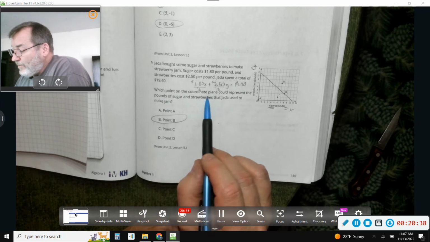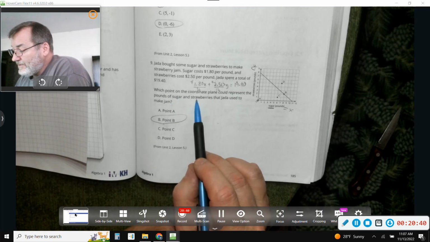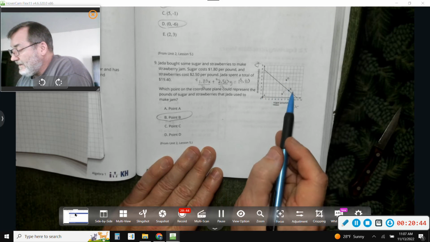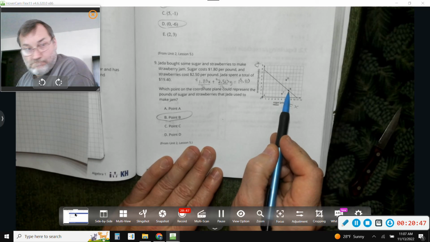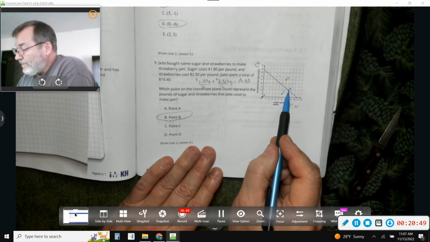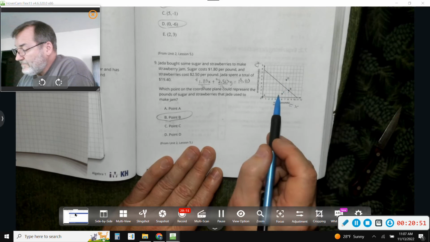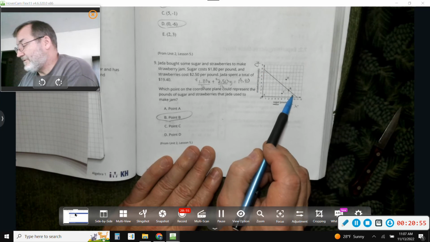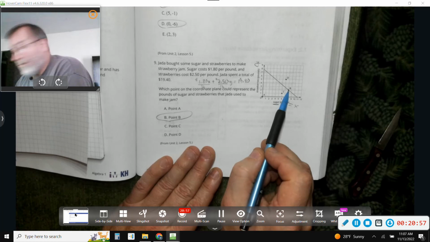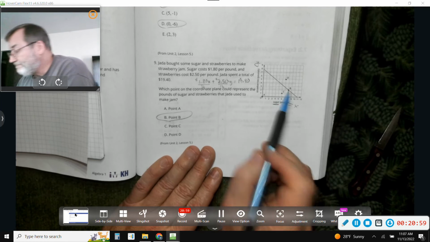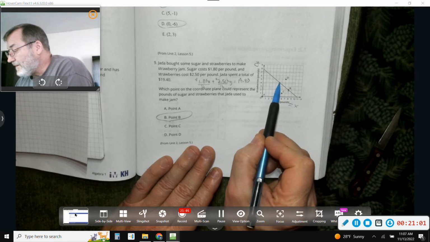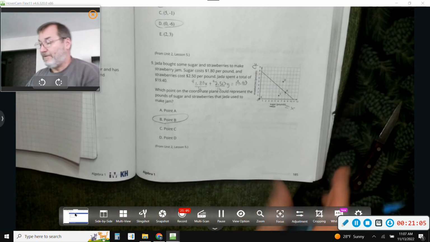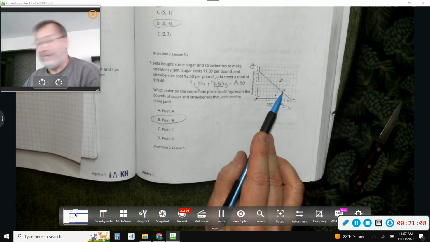Which point in the coordinates would represent the pounds of sugar and strawberries that Jada used to make jam? Okay, so I have an A, B, C, D. I'm pretty sure it's B. Point B. Everything else is screwed up. It's not on the line. If you graph this, you have an infinite number of solutions to choose from. That's just one of the many that you could have chosen. You can pick out many solutions, but B is the only correct one.